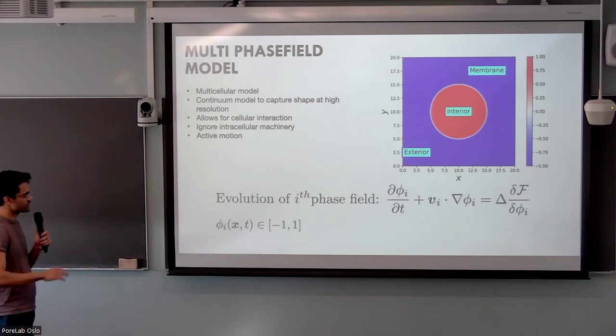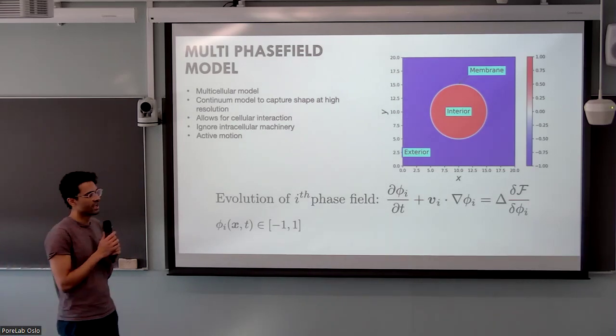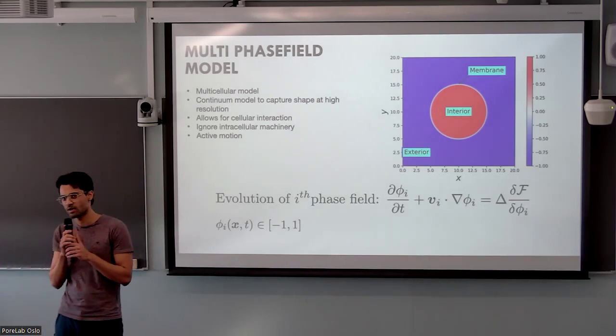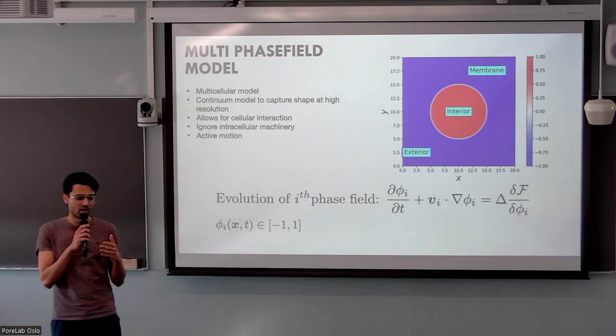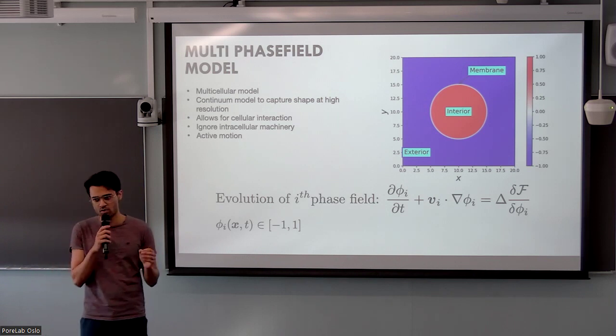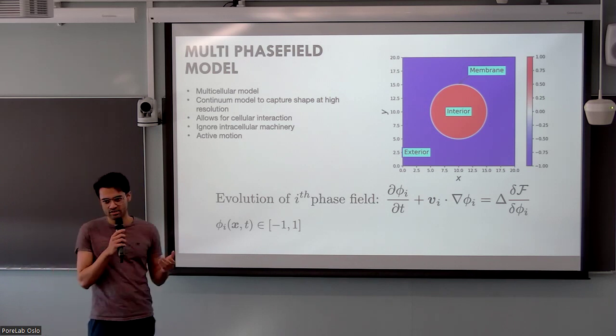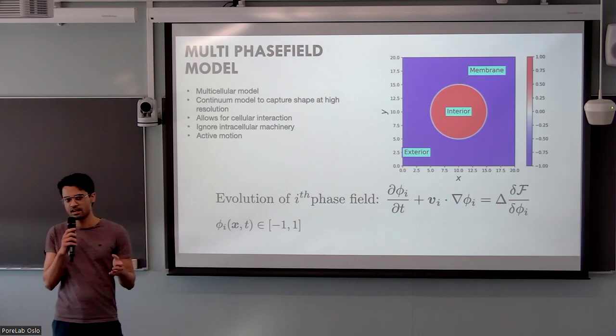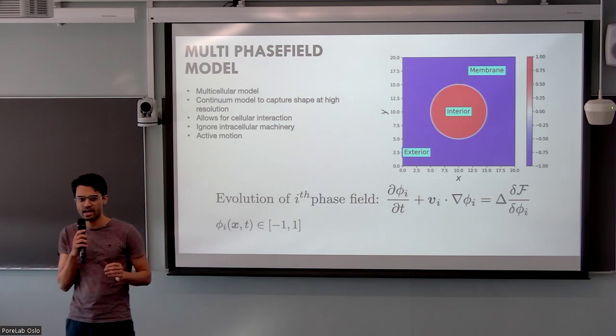And to study this collective motion, we have to make predictions about their behavior, and we need models to help us with that. There are lots of models out there, and the choice of model depends upon what you want to ask. One of the major things that we wanted to capture was the cell shape at a very high resolution.